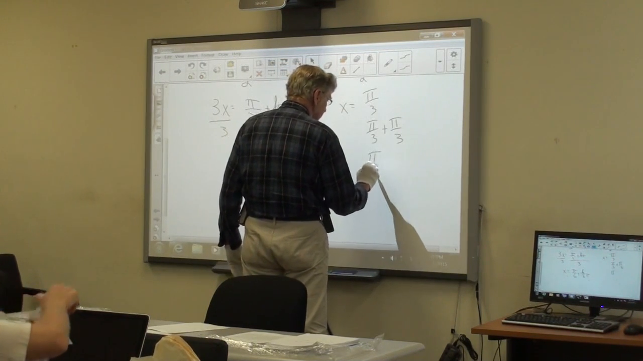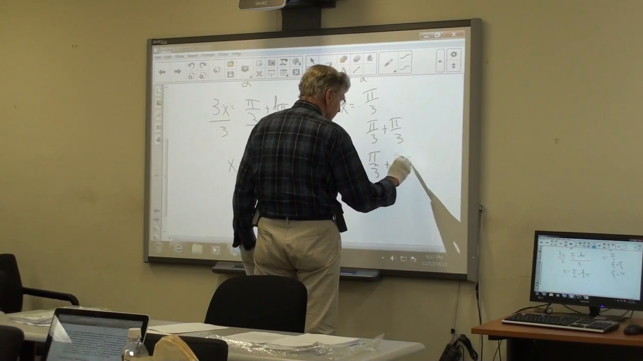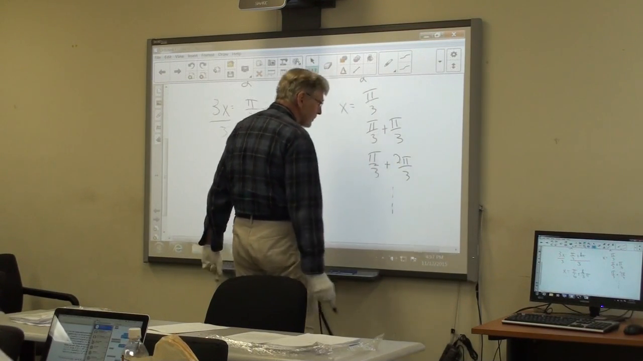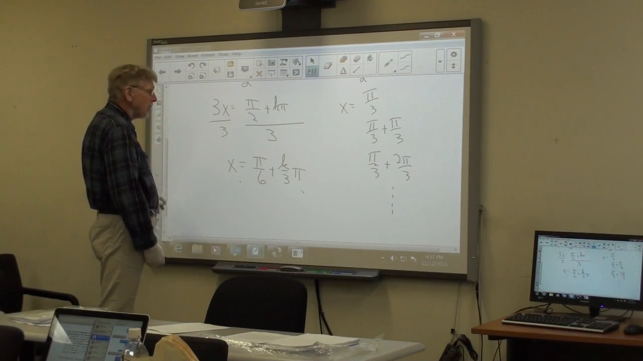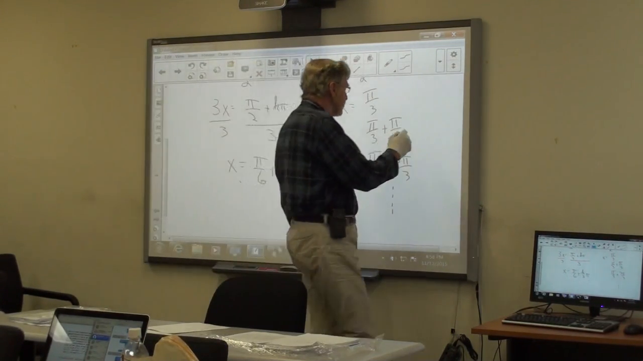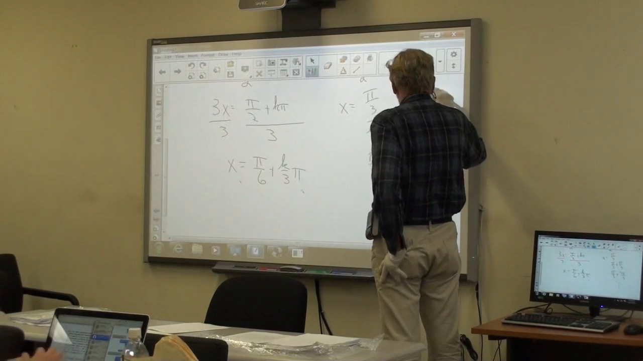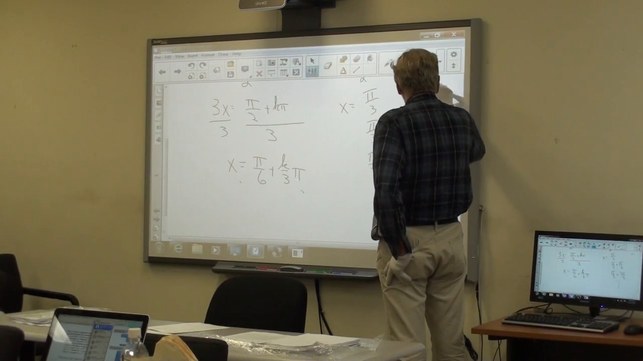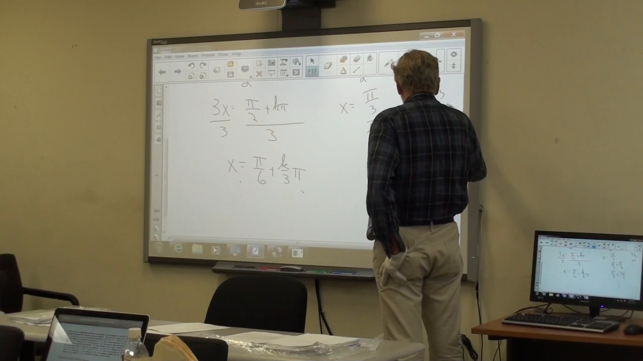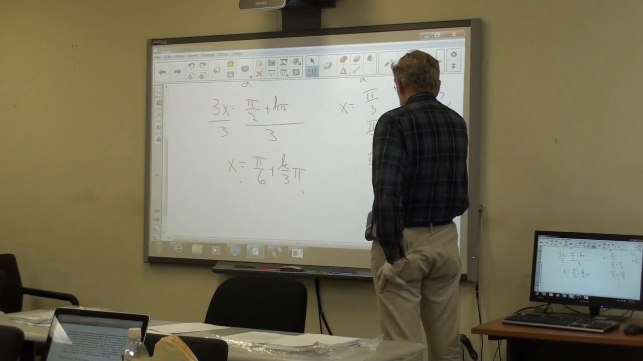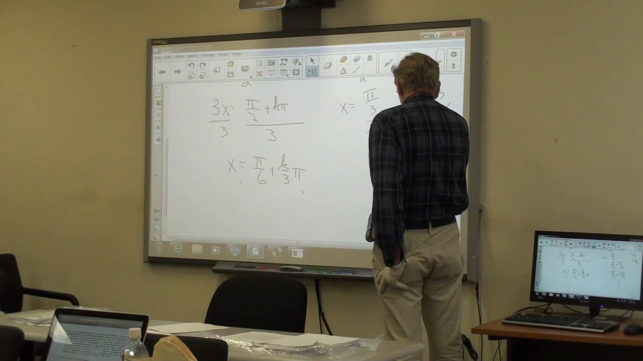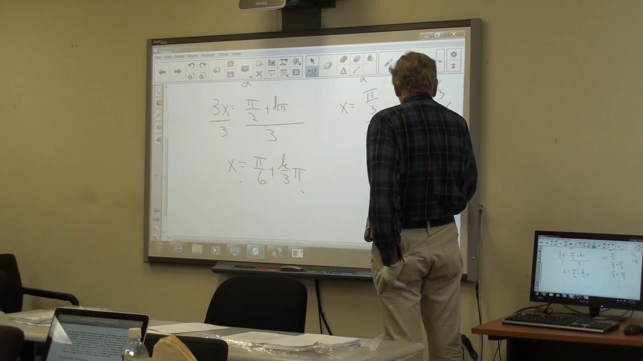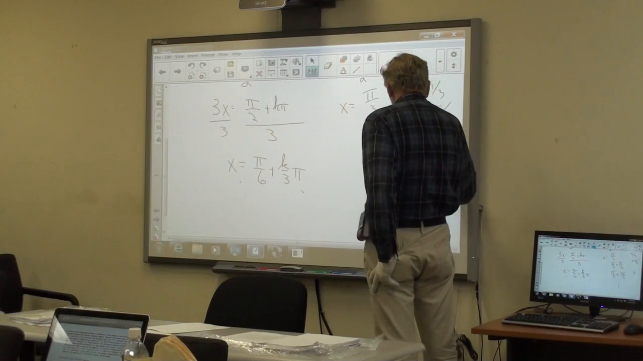Pi over 3 plus 2 pi over 3, and all the way on up until we're exceeding 2 pi. So this is just pi over 3. This is 2 pi over 3, agreed? Now we add these together, we're going to get 4 pi over 6 and 2 pi over 6. This is going to be a pi, okay?